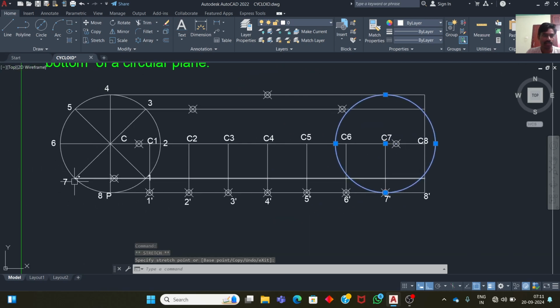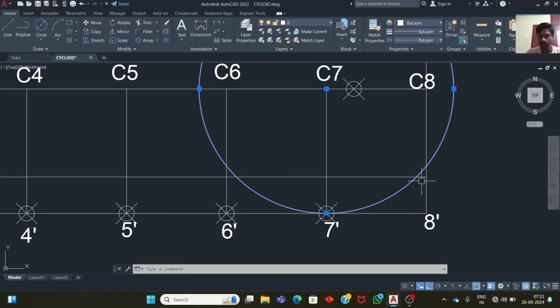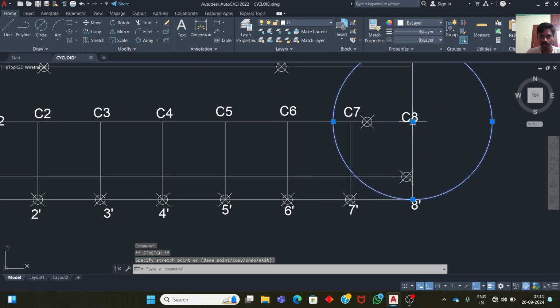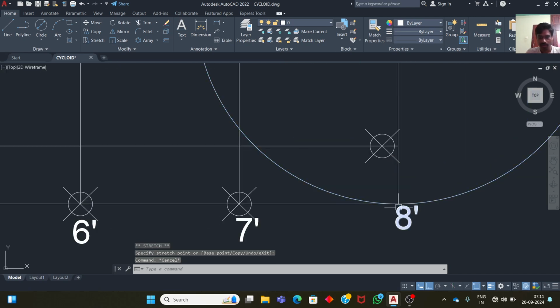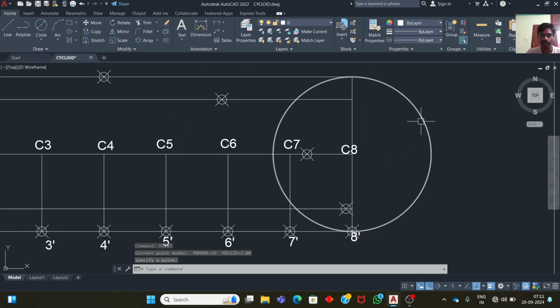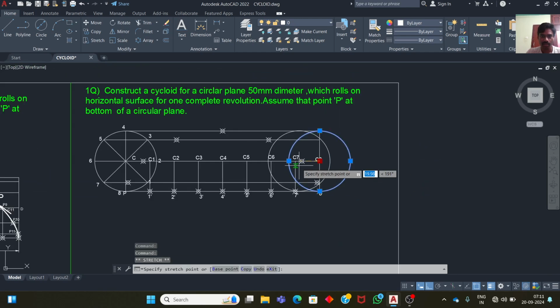Then here we have the seventh line. So here we have to make a point. Okay. Then the eighth point is always here, the final point, 8 points. Okay, the circle we don't need, so we can erase it.